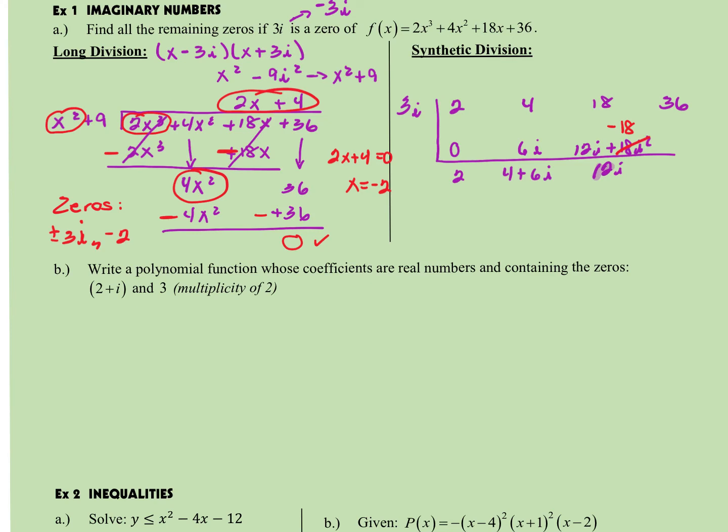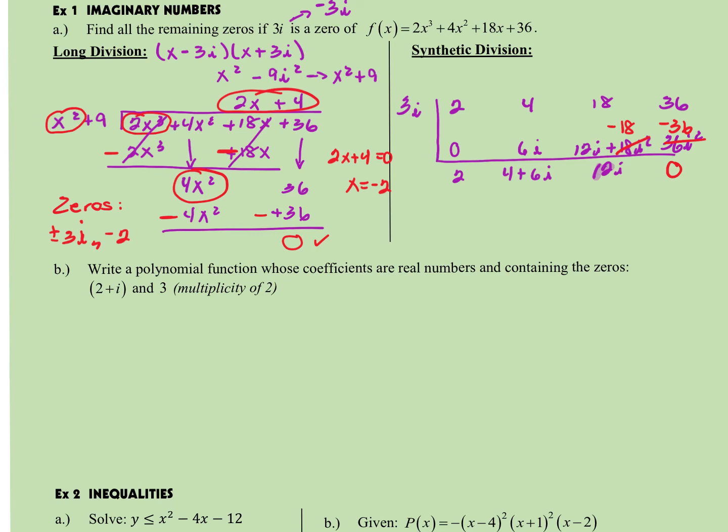And then when I multiply again, 3i times 12i, I'm going to get 36i squared, and of course i squared is negative 1, so this is the same as a negative 36, and I get a remainder of 0. Just like back here, you have to get a 0 here. If you don't get a 0, then you made a mistake somewhere here with your imaginary numbers.